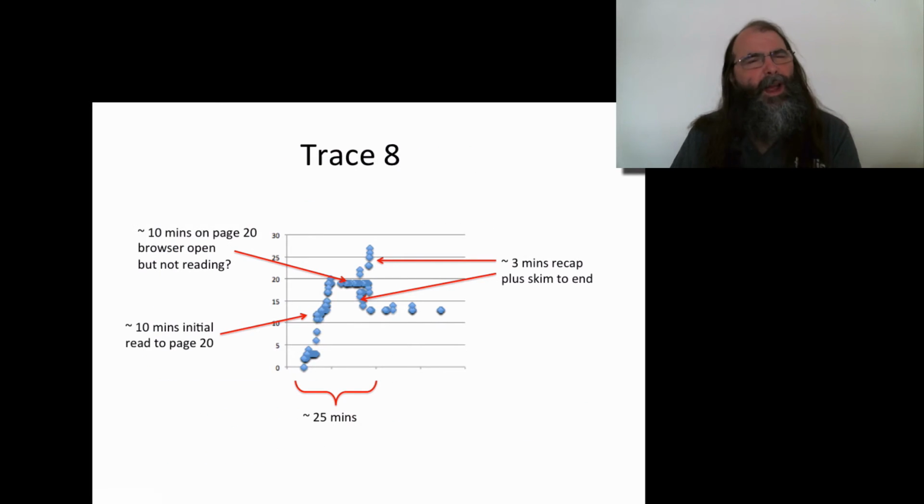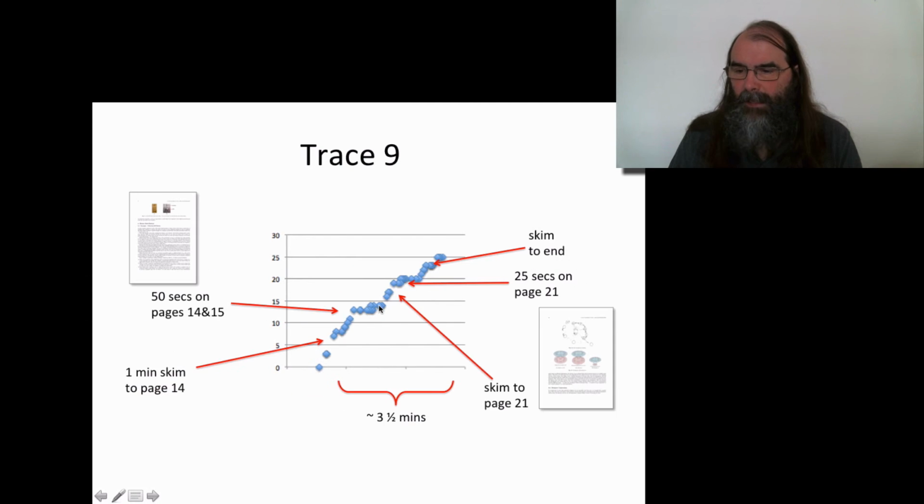Again, a range of quite complex behaviours. Here's somebody reading, looking through, actually getting right to the end of the document, spending a lot of time towards the end. But this is over a 25 minute period. So having spent perhaps about 10 minutes or so reading the beginning of the document and then spending a lot of time on a particular page, they do a little recap, which again suggests they were actually engaging.